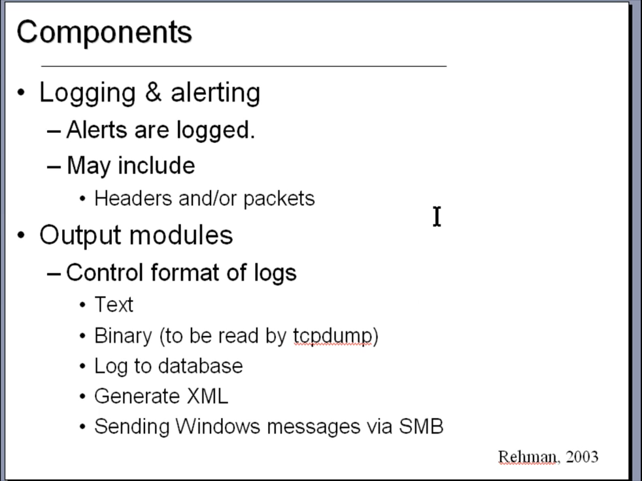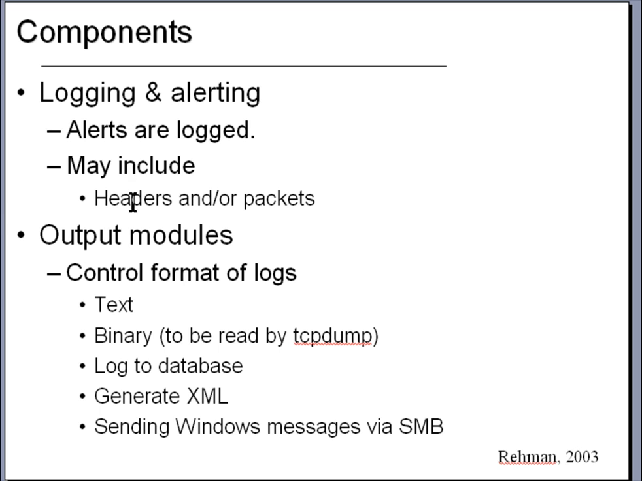Okay, other components include logging and alerting. Logging, of course, is just going to create log files, and some of you have already seen this when you used Snort in the previous assignment. It created a log file. It also created an alert. And alerts can be sent out to a log file, or as I indicated previously, you can actually beep the network administrator or security administrator if need be.